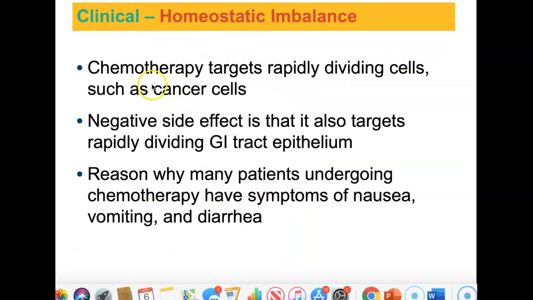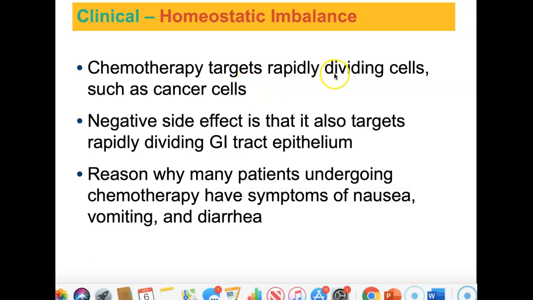Need to bring up chemotherapy drugs and their targets. So basically, if somebody is taking chemotherapy drugs to fight cancer that's growing and spreading rapidly in the body, the chemotherapy drugs are targeting rapidly dividing cells.